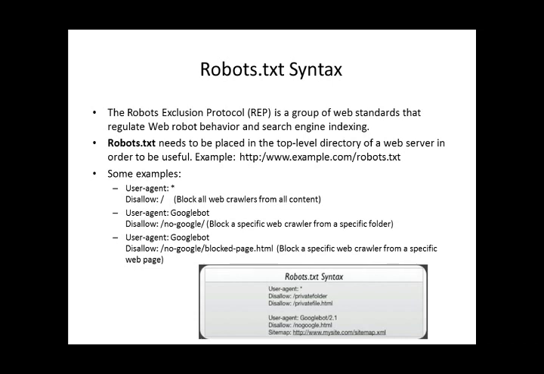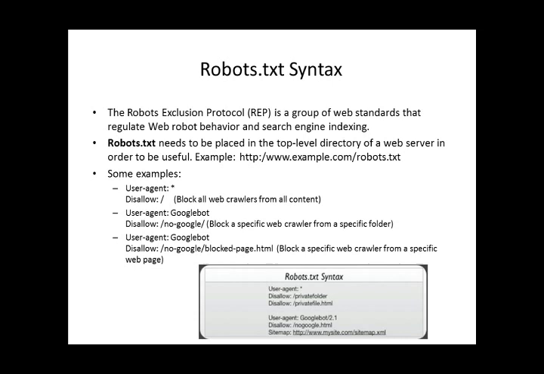So the idea is that the robots.txt file is primarily placed in the top level directory of the web server, in order to be accessed by all the Googlebots. There are some examples that we can see over here of how robots.txt syntax would look. For example, if we want to block all the web crawlers from all content, this is primarily done when the website is not up and we are still working on it, and we want the Google crawlers not to crawl any web page on the website.